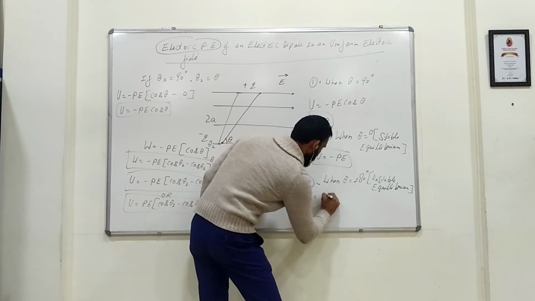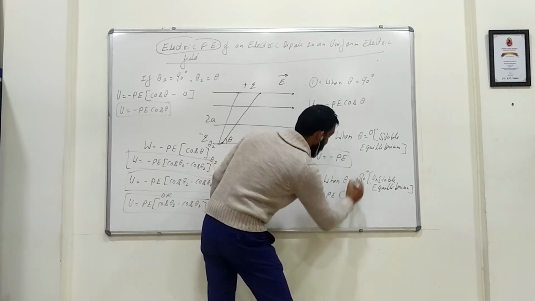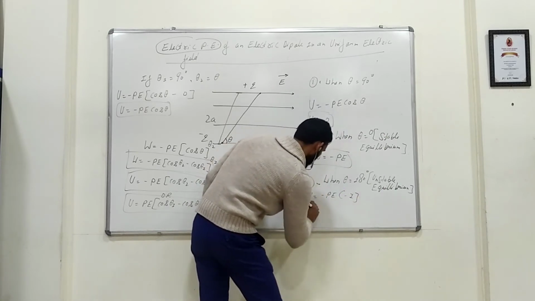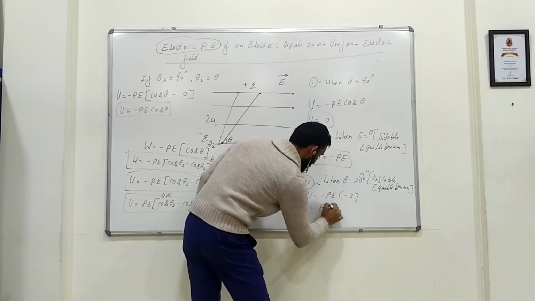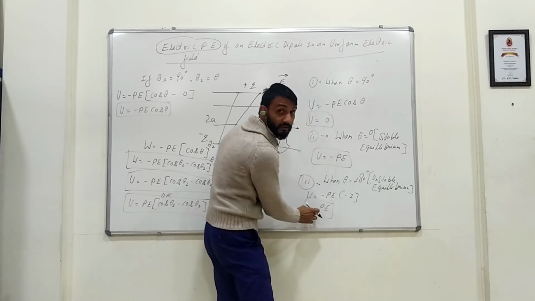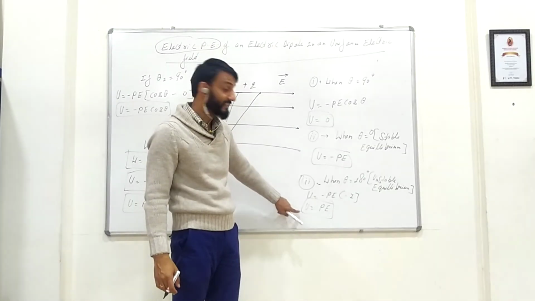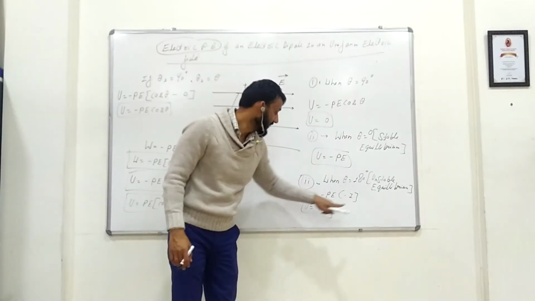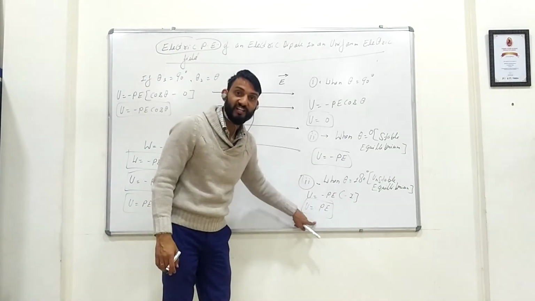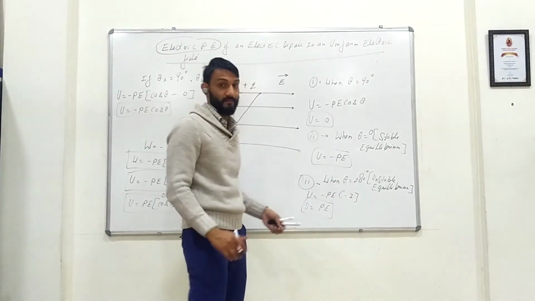So U is equal to minus pE, and then cos 180 will be minus 1. So U is equal to pE. This is the maximum potential energy, because in this case it is quite unstable, and the maximum potential energy will be stored in this system, right?